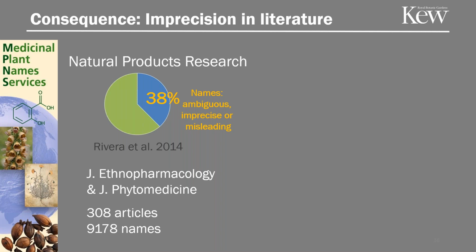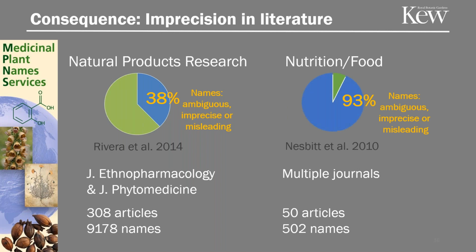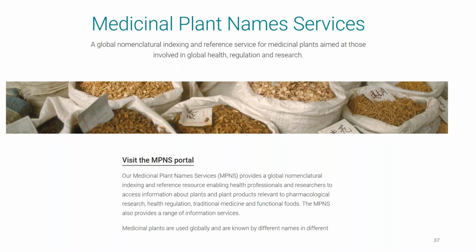And that's in journals where the editors are very well aware that scientific names are needed and will have some control over what's going on in their publications. A colleague of mine, Mark Nesbitt at Kew, a few years earlier, had looked at the literature in nutrition, and there it's an astonishing 93% of the names in the journals that they looked at were not precise enough to be absolutely certain which plant they were talking about in any journal. Of course, that just devalues that research and its utility.